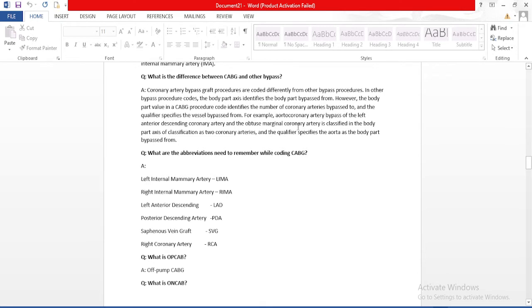So here the physician has bypassed two coronary arteries, anterior descending and obtuse marginal. So here in the body part axis it has two coronary arteries, and the qualifier for this is aorta, which is one body part. So here the body part bypassed from is the aorta.